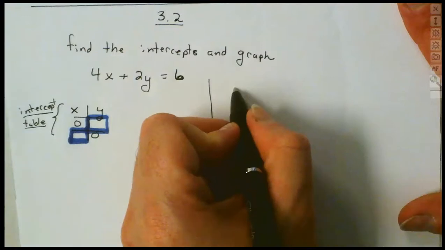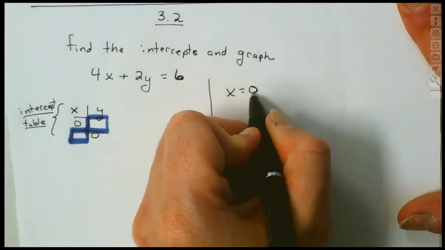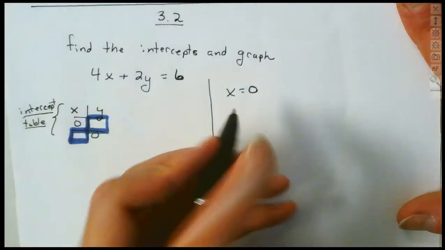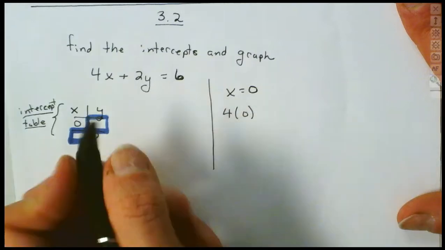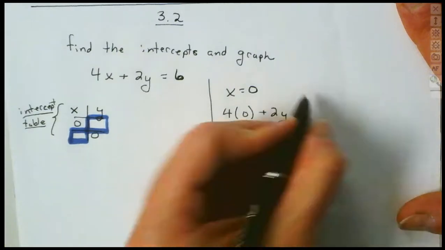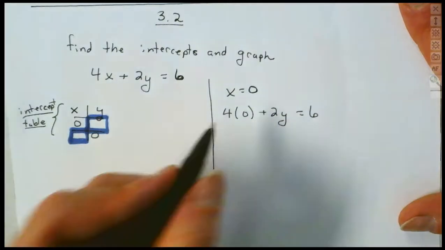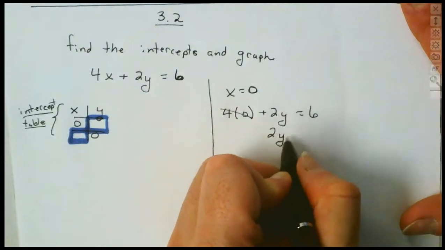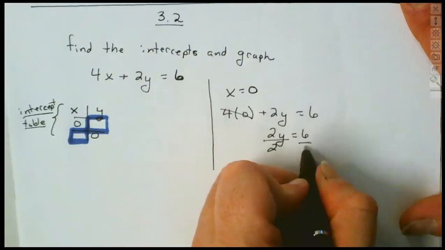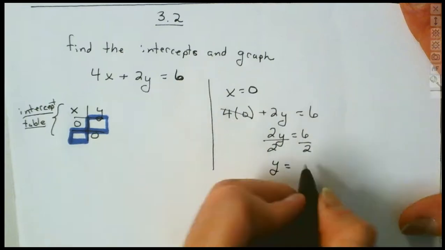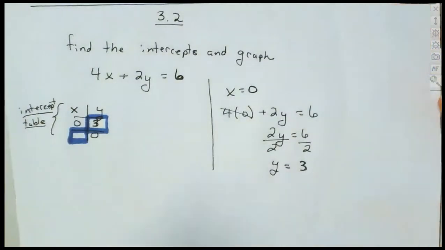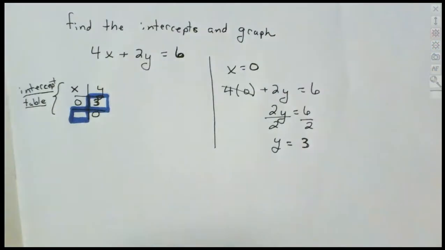Let's go ahead now and plug in x equals 0. So if I plug in x equals 0 into my equation here, then I've got 4 times 0 plus 2y equals 6. Well, 4 times 0 is 0, so that piece is gone. So 2y equals 6. We'll divide by our 2. And we now have y equals 3. So that's going to go over here. We've got to do it twice. We've got to find the x-intercept and we've got to find the y-intercept.